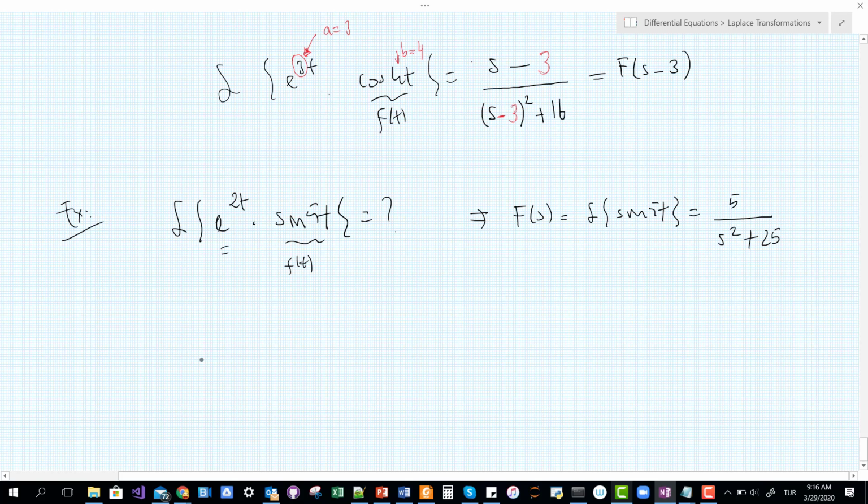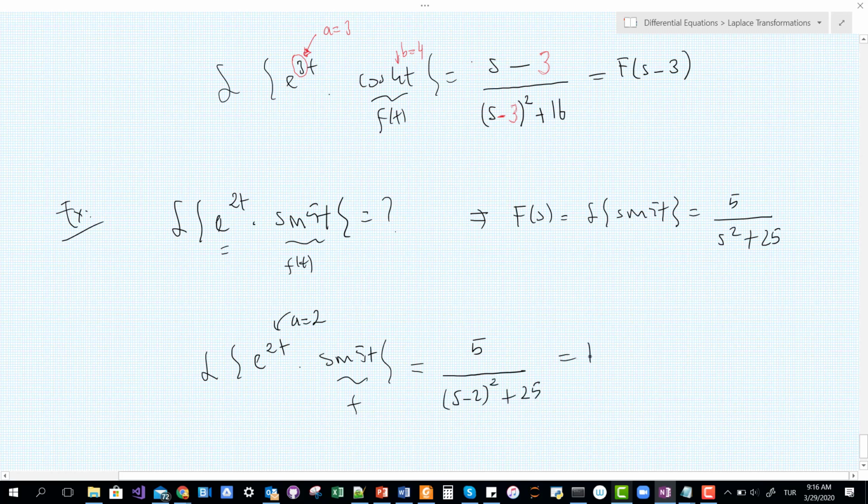But to be able to find the Laplace of this function, e to the 2t times sine 5t, and this is my f, and my number a, which is equal to, that's why I need to shift by 2. If I shift this function, 5 over s minus 2 squared plus 25, which is equal the shifted version of original big f of s. This is f of s minus 2 function.